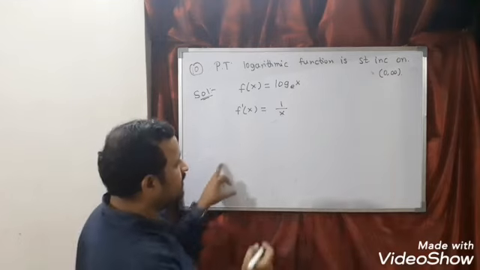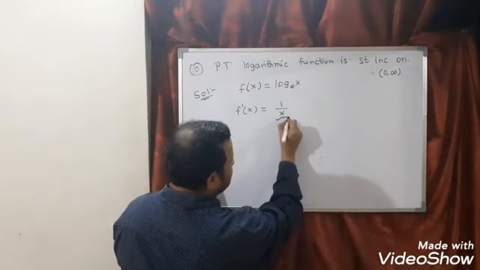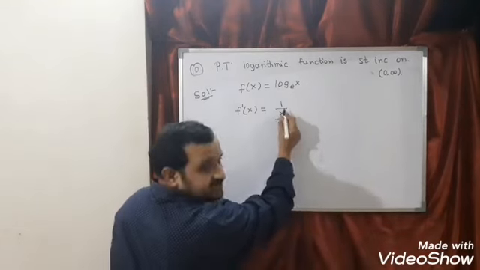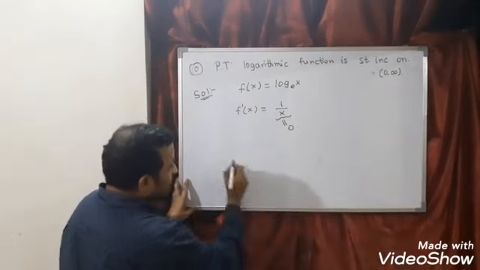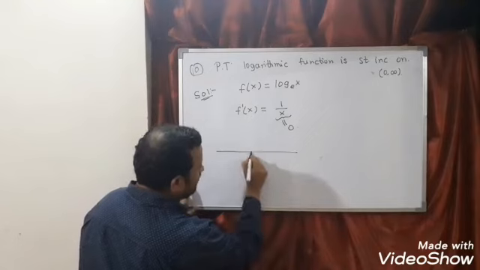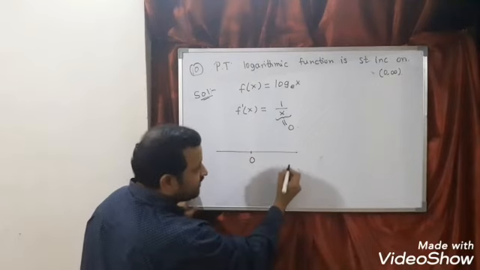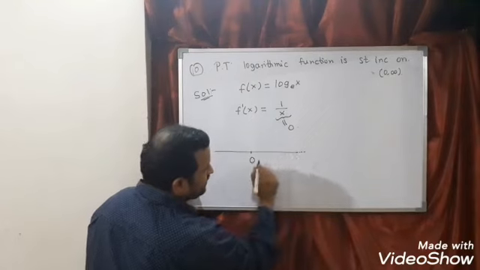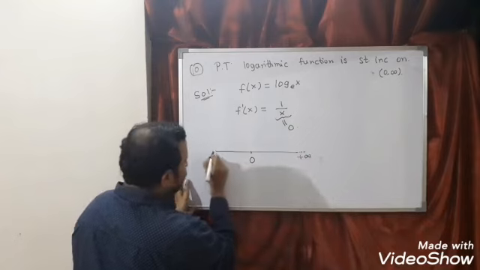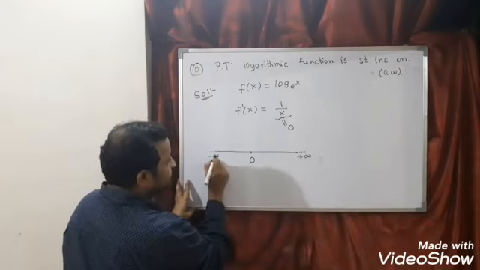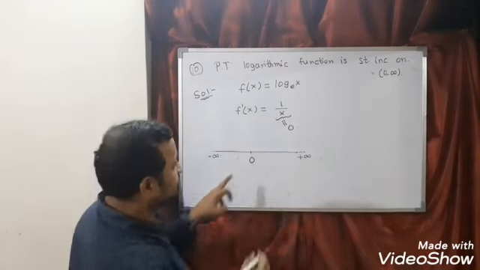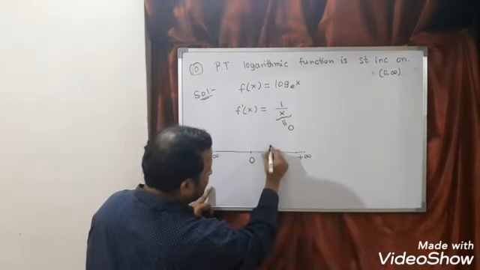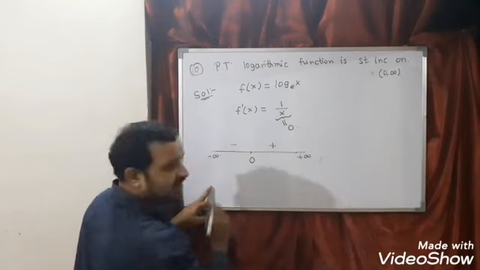Next step, find the critical point. So for what value of x will this become 0? I can say 0. So next step, plot all the critical points on the number line in increasing order. So this is 0, this is infinity, this is minus infinity. What is the outside sign of f dash x? It is plus. So plus will come here and here minus will come.